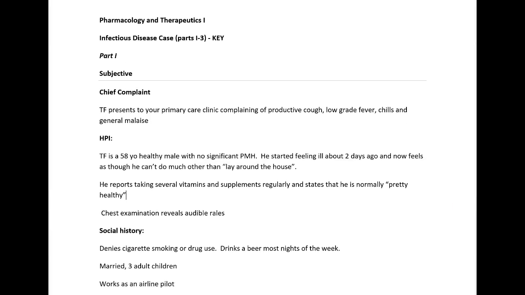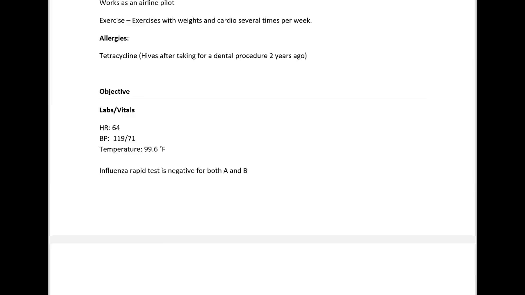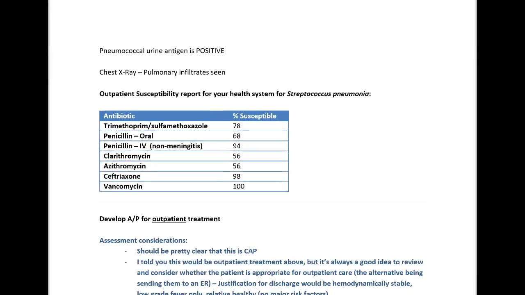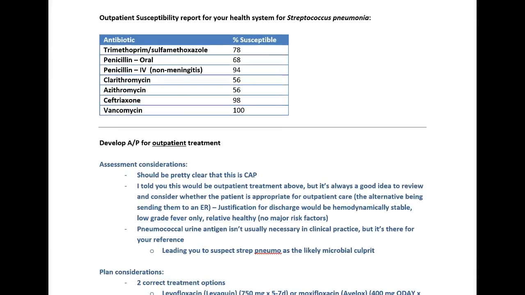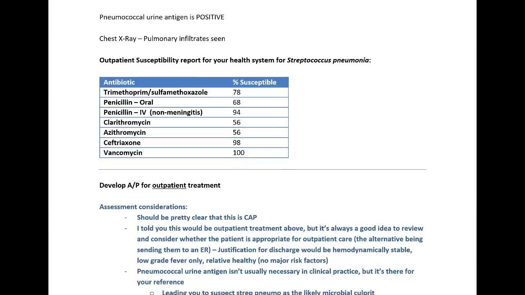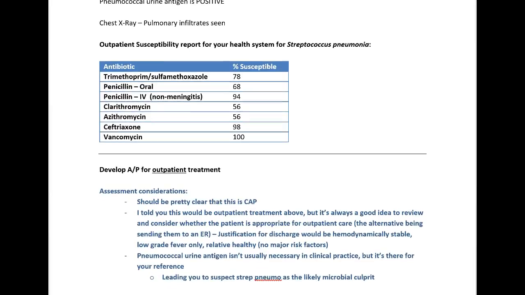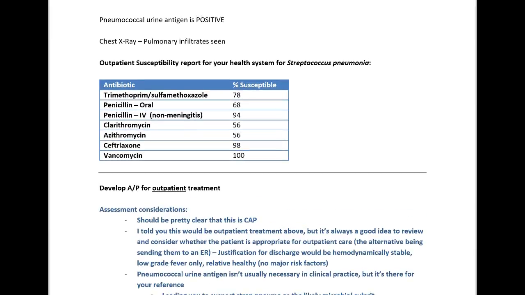So you've got a patient here, and everything's pretty straightforward. I gave you enough information to pretty much guide you into the fact that this would be a CAP case. And then I gave you some outpatient susceptibilities for Streptococcus pneumoniae. This is actually how it would show up on our antibiogram, so that's why I gave you those choices. Some of them may be confusing.